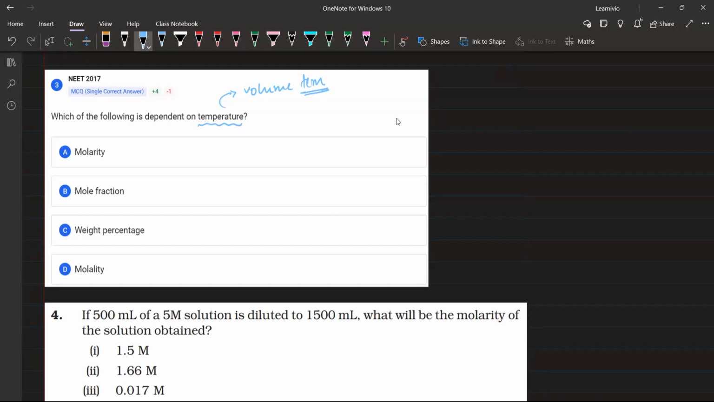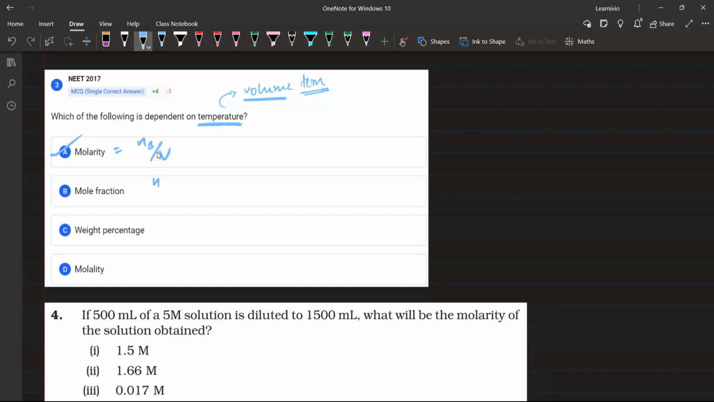So this is the first one: which of the following is dependent on temperature? Any concentration term which has a volume component in its formula is going to be temperature dependent, because the volume of a liquid increases or decreases according to the temperature. Molarity is equal to the number of moles of solute divided by the volume of solution. So we have volume, and this will be temperature dependent.